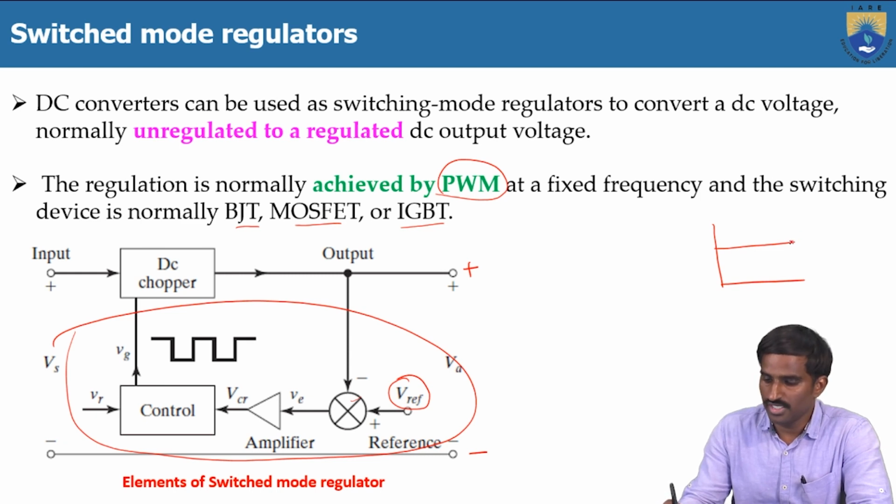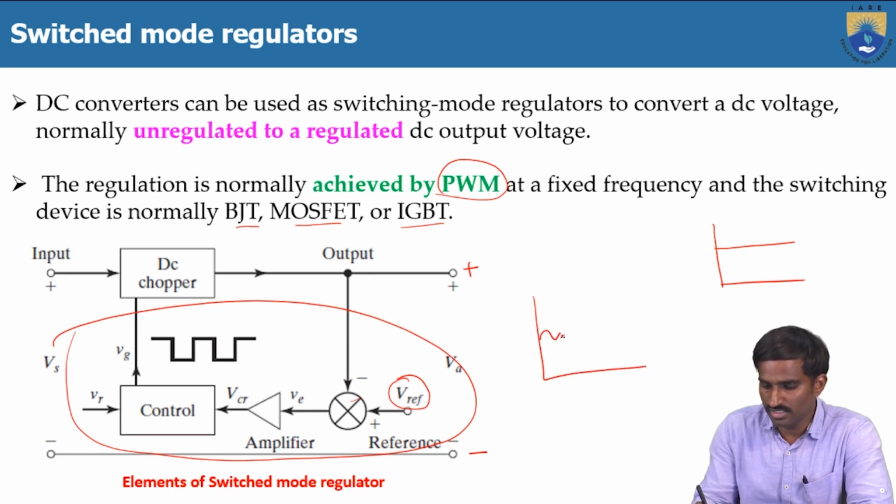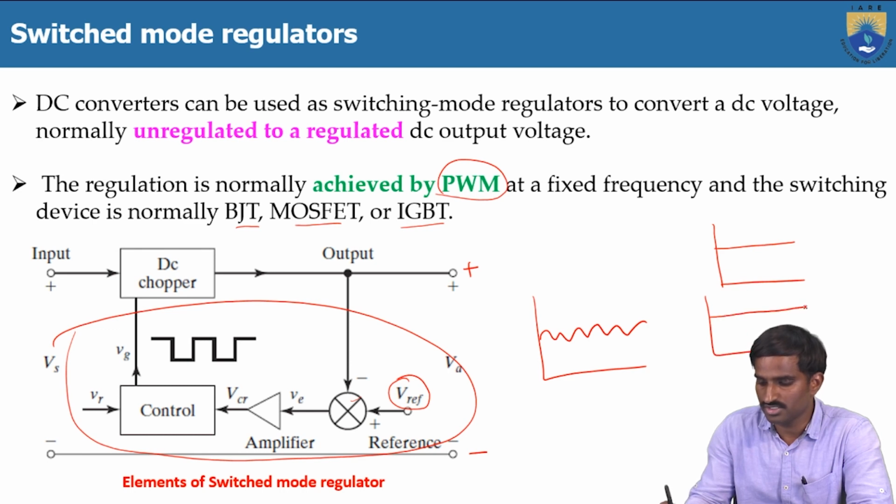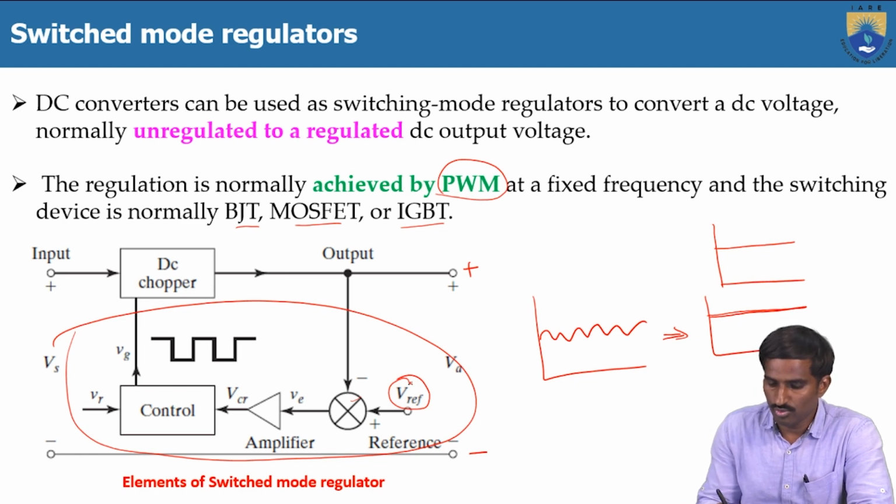Okay, what is meant by unregulated and regulated? In unregulated, the DC supply is maybe like here, it zigzags. The regulated is nothing but, like here, it is a constant. So like unregulated to regulated. So here, for a particular input, we require a particular output. Let us consider this is the particular output that we require. Here, that required output we are taking as a reference.